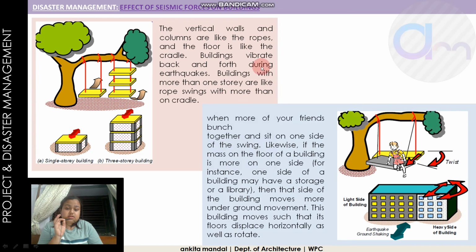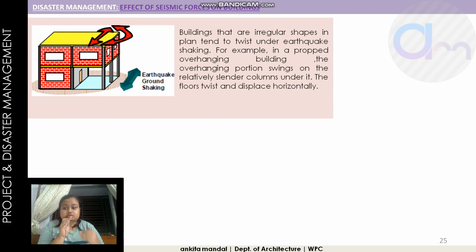Then there is another case. If you sit on one side of the swing, you will see that the swing doesn't go smoothly. There is a problem of twisting of the swing. The same thing happens in a building. If a part of the building is heavier than the rest, then during the earthquake, when the ground shakes, the building tends to twist. This is the denser, heavier part and this is the lighter part, so there is a twist in the building.